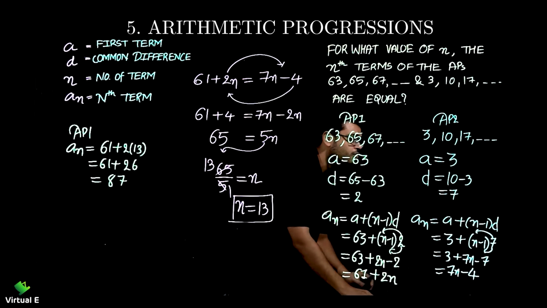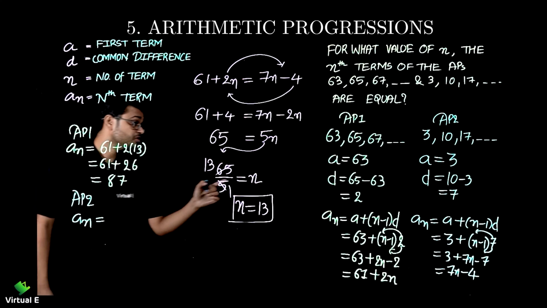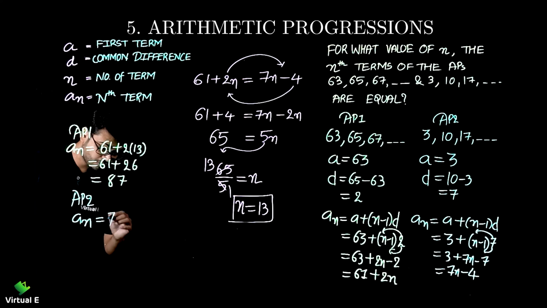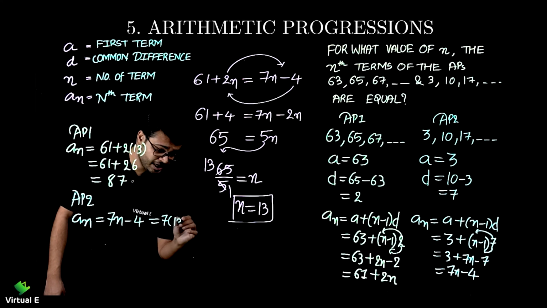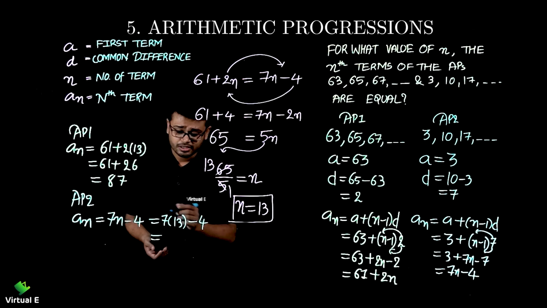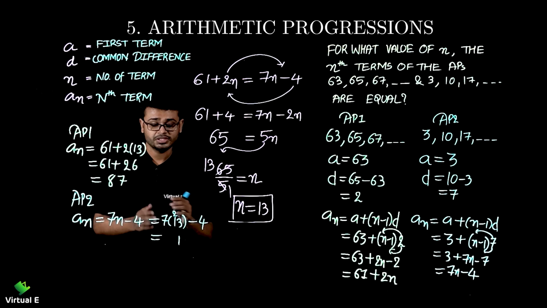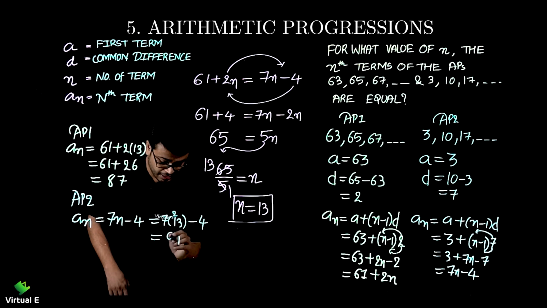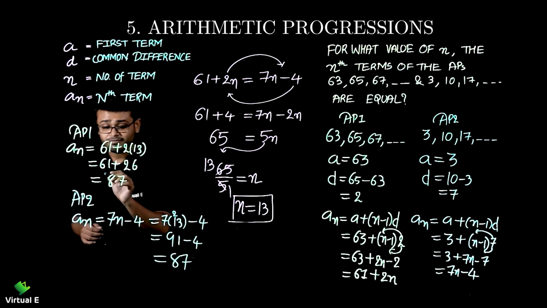Let's check it. So AP2, let me give the title AP2. What's the value of an, which is 7n minus 4. So 7n minus 4. Here 7 multiplied by 13 minus 4. What is the value of 7 into 13? Okay, let's multiply if you don't know. 7 3s are 21, 1 and 2 carry over, 7 1s are 7 plus 2, 9 minus 4. Yes, it is 87. So we are getting the same value.